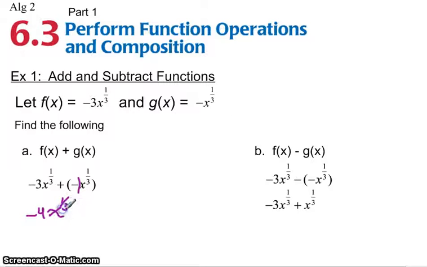Let's look at part B. Part B says I want to subtract them. So if I have f of x, negative 3x to the 1/3, I'm going to subtract g of x, which is negative x to the 1/3. Since subtracting a negative is adding a positive, and I have like terms with the same power, I can take negative 3 and add positive 1. This is going to give me negative 2x to the 1/3. That seems pretty easy. Let's look at multiplication and division.